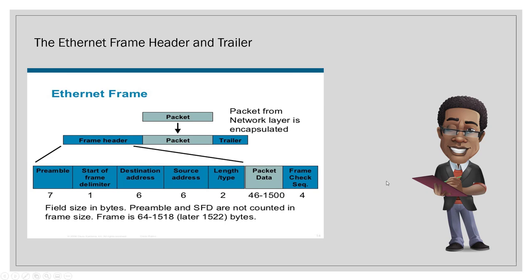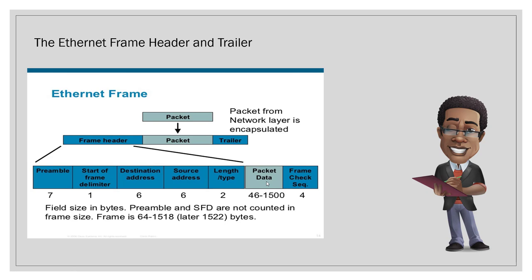Then of course you have the data packet, which holds the information that's being sent across, and it has a minimum length of 46 bytes. So if it's less than 46, let's say it's 40 bytes, then you get 6 bytes of what they call padding in this field of the frame to complete the frame.